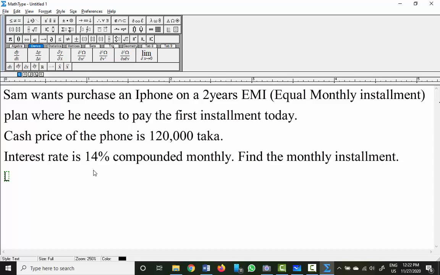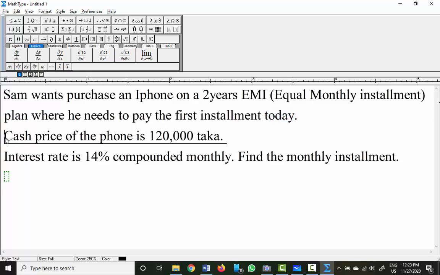Right, so let's solve one more question. Sam wants to purchase an iPhone on a 2 years EMI plan. EMI means equal monthly installment. He needs to pay the first installment today, so the first payment starts from today, which means the beginning of the month. So this is an annuity due.